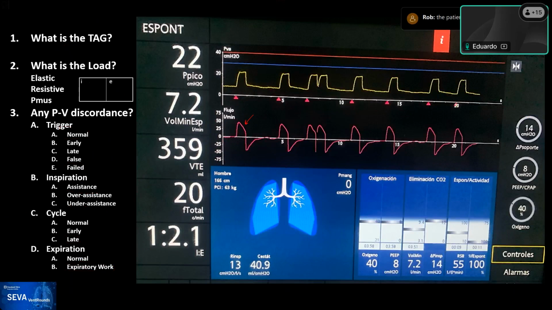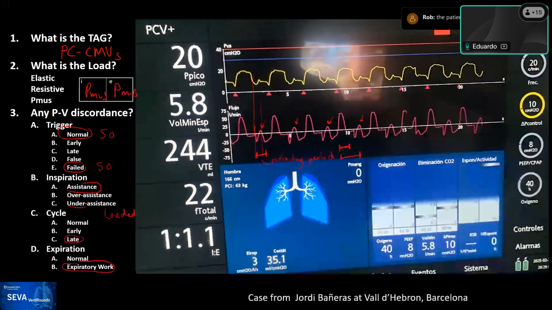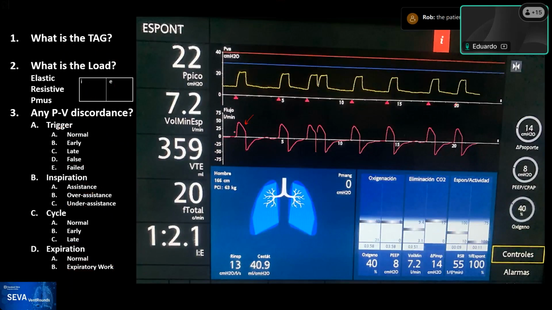The patient's tidal volume went up. It went from 244 to 359. But now the patient is exhaling passively. Now, this one over here, forget about it. This is a transition from the graph. So we cured it, exactly, thank you, Rob. It took care of the problem.